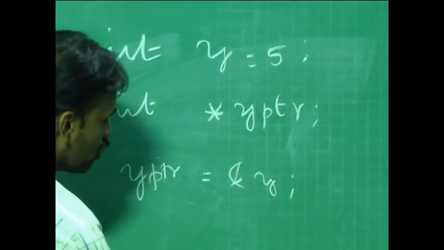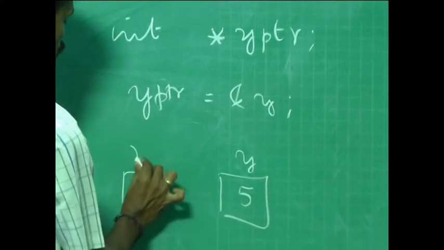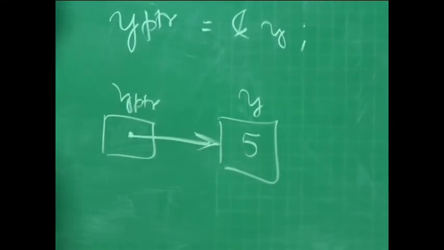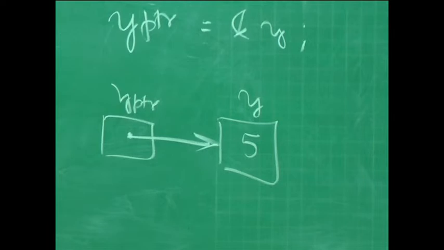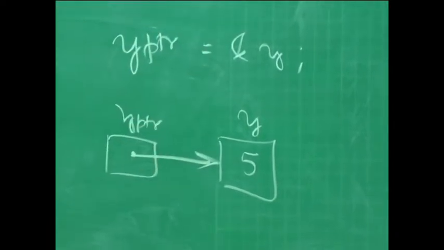For visualization, you can have it as this. This is y. I have yptr, which is pointed towards this one. It gets the address of this one. This is the basic understanding of the entire piece of code.